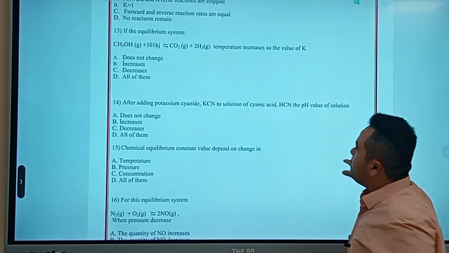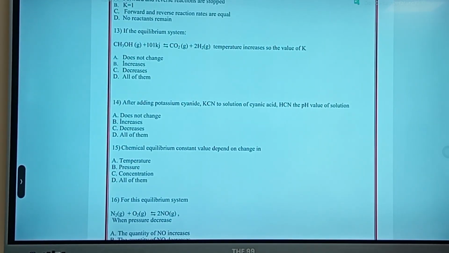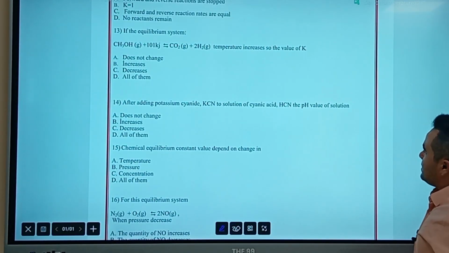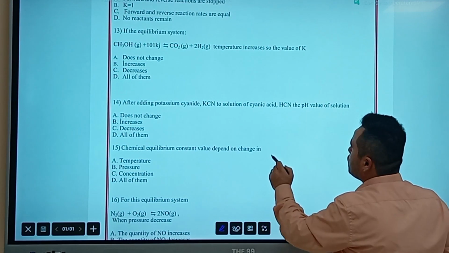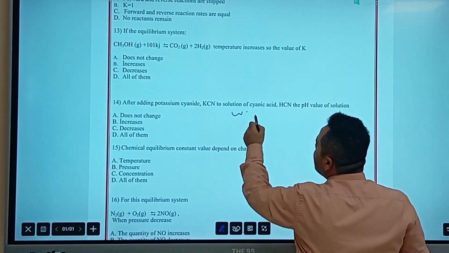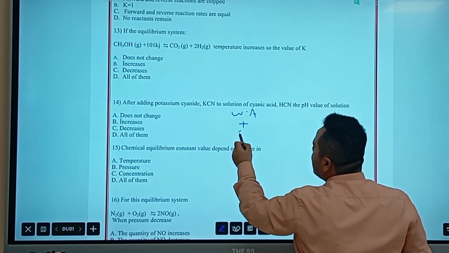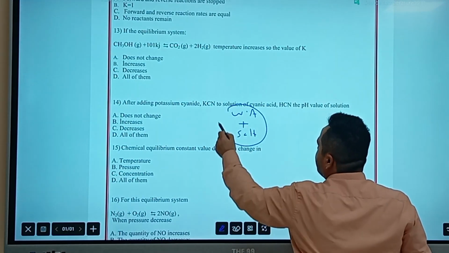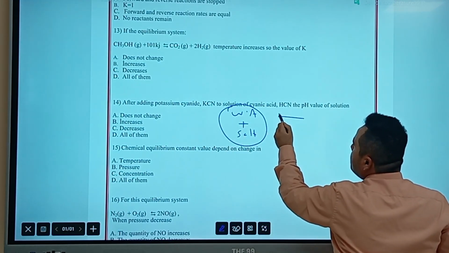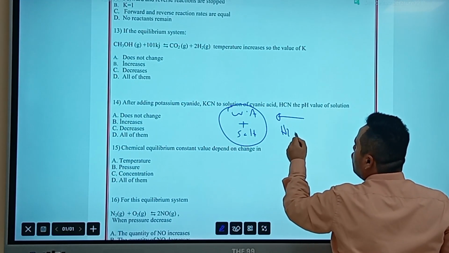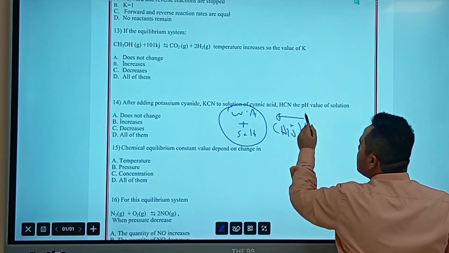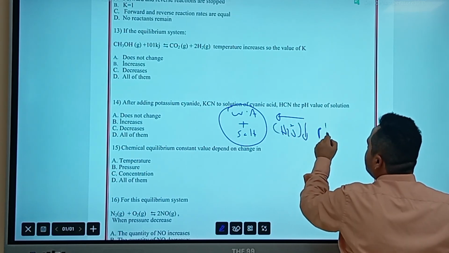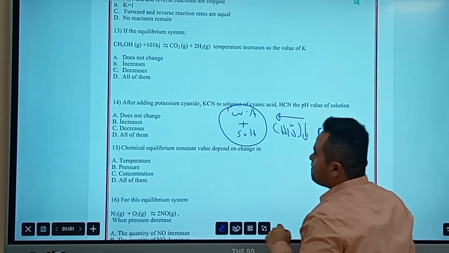After adding potassium cyanide to a solution of cyanic acid, what happens to the pH value of the solution, guys? This is a weak acid plus a salt which has a common ion. In this case, the reverse reaction is favored, the hydronium from the acid reduces, and the pH of the solution increases.